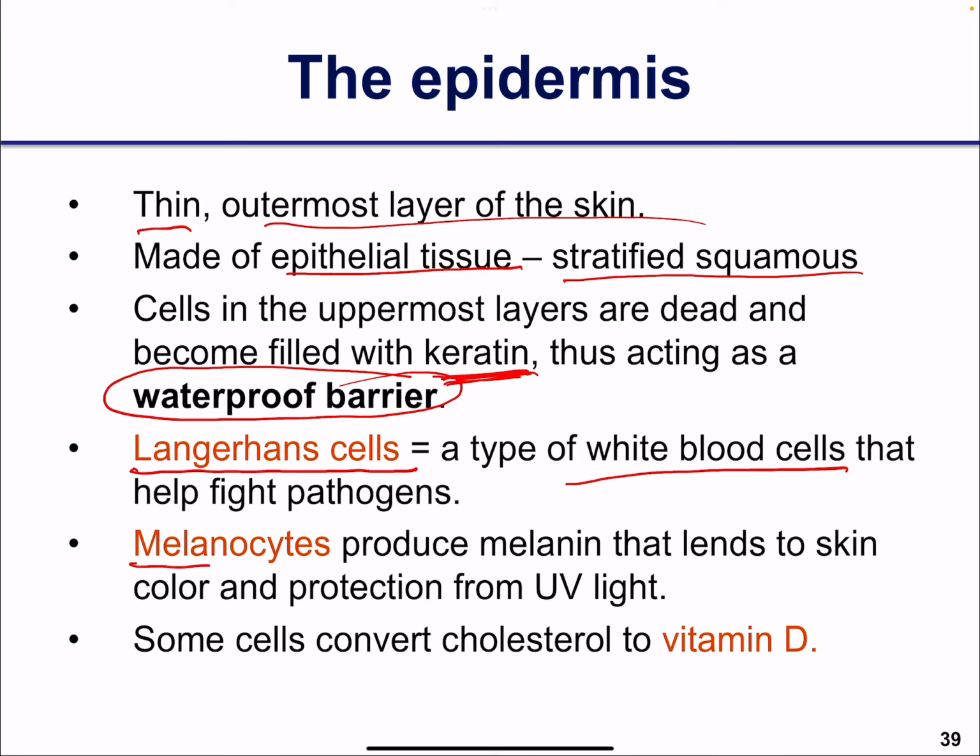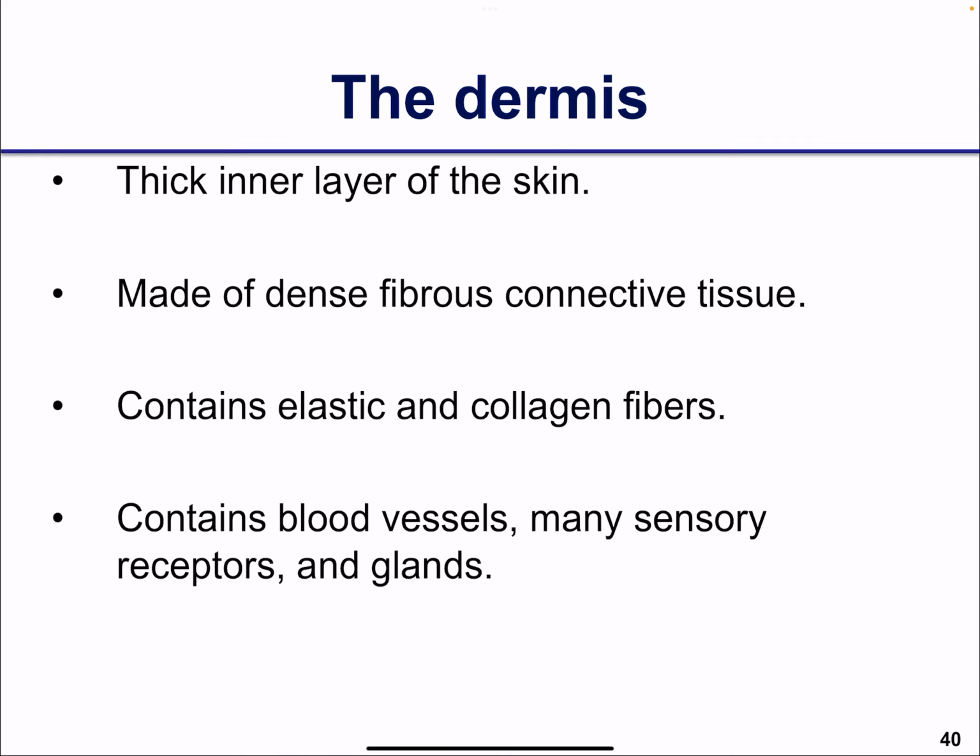You're going to have melanocytes. Melanocytes produce melanin, which protects us against UV light. Now, the cells in the epidermis are able to convert cholesterol into vitamin D, which again is essential for the absorption of calcium.